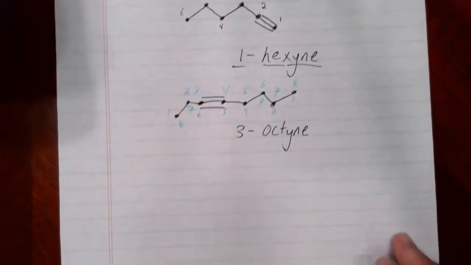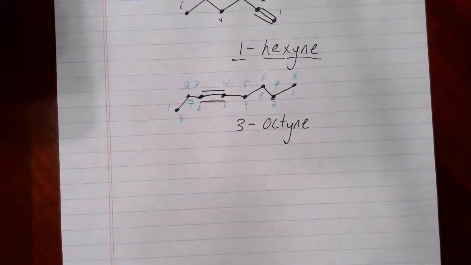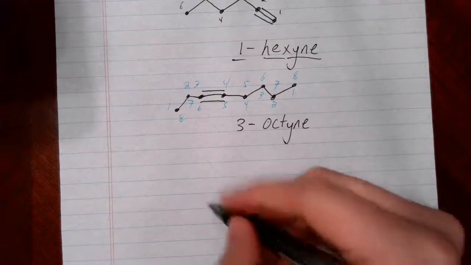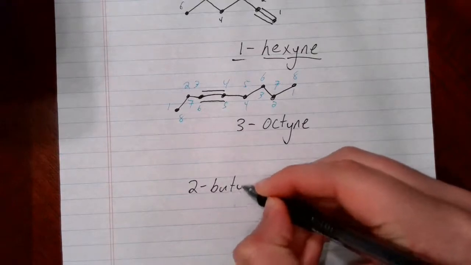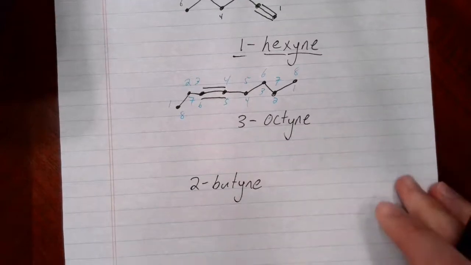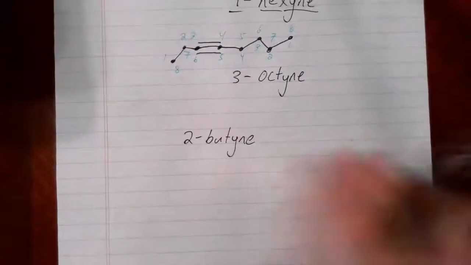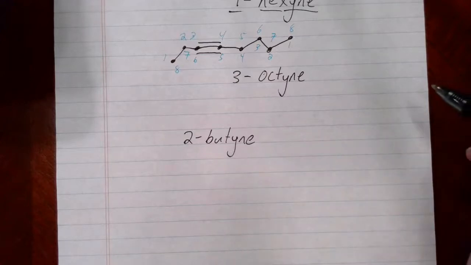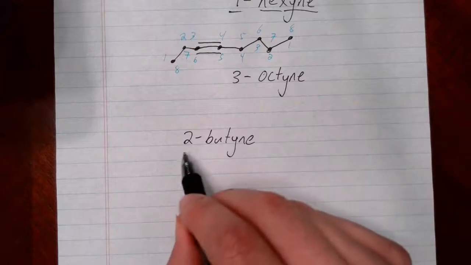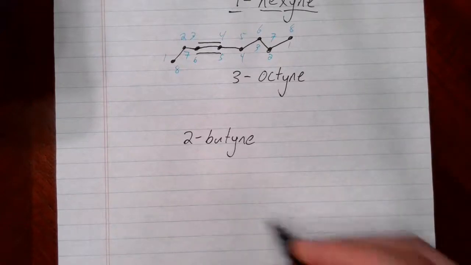Okay. So let's go ahead and try one in the opposite direction now. So let's go ahead and try and draw 2-butane. Okay, so let's kind of break this name apart. So the BUT tells me there are 4 carbons. The YNE tells me a triple bond is present. The 2 tells me where the triple bond begins.